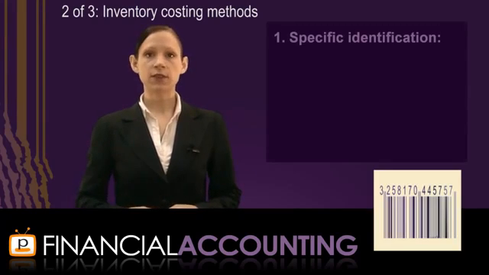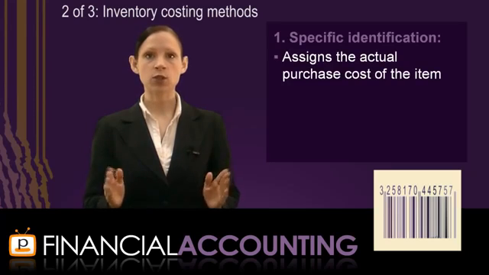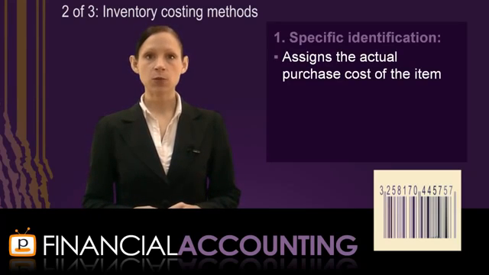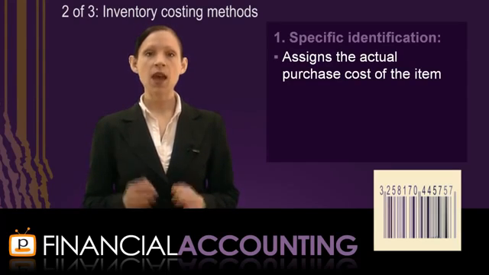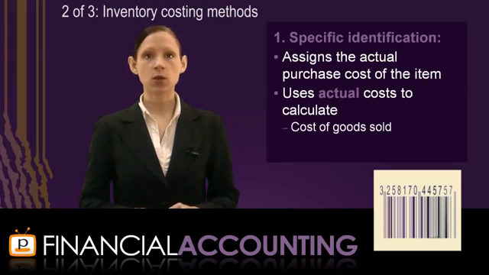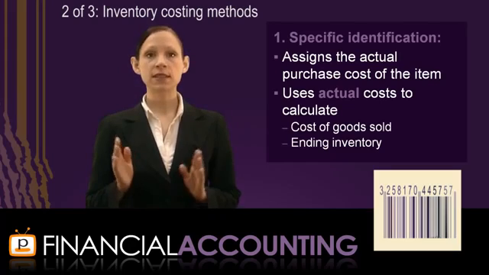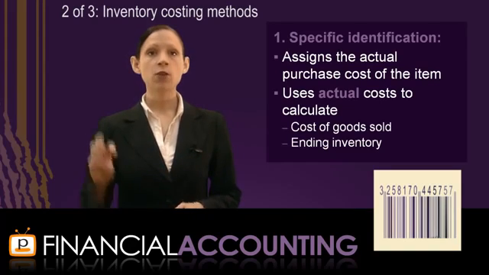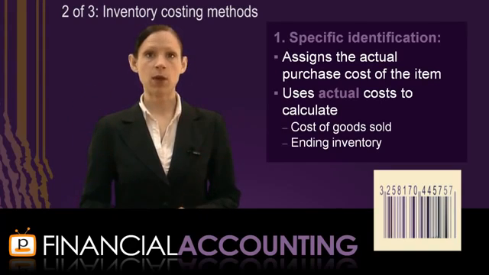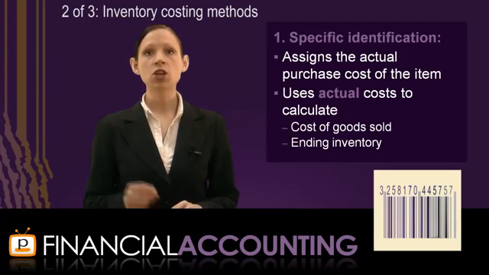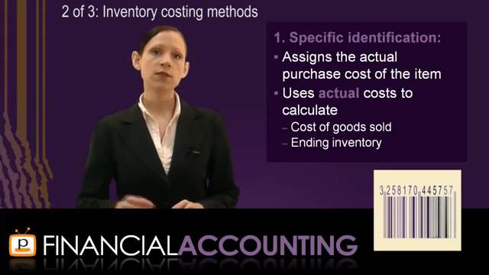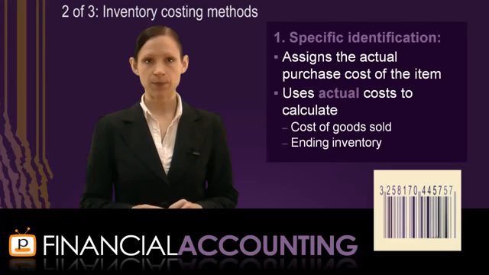The specific identification method assigns the actual purchase cost of the item to each item of inventory held by the business and uses this actual cost to calculate cost of goods sold and ending inventory. While this method traces actual costs through inventory, the remaining 3 methods all make an assumption about the flow of costs through inventory to cost of goods sold, so are known as inventory cost flow assumptions.